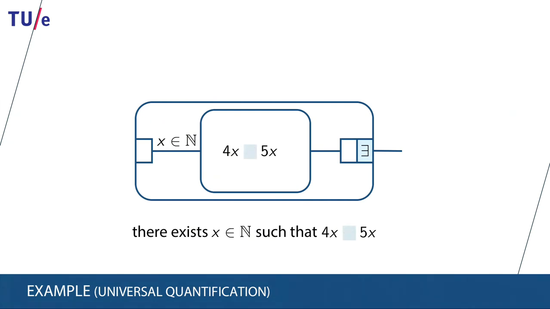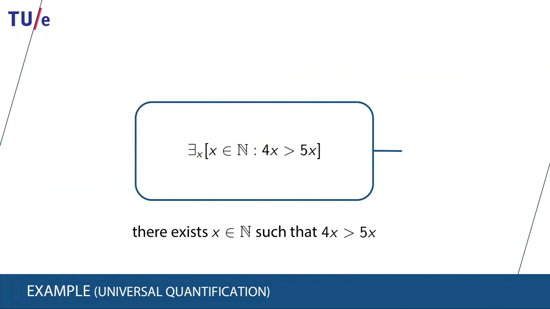We replace the less than predicate by the greater than predicate. Then, running the device again, since for every natural number x, the predicate 4x greater than 5x evaluates to false, the existential verifier will never see a 1. Therefore, the device thus associated to there exists a natural number x for which 4x is greater than 5x will produce a 0.